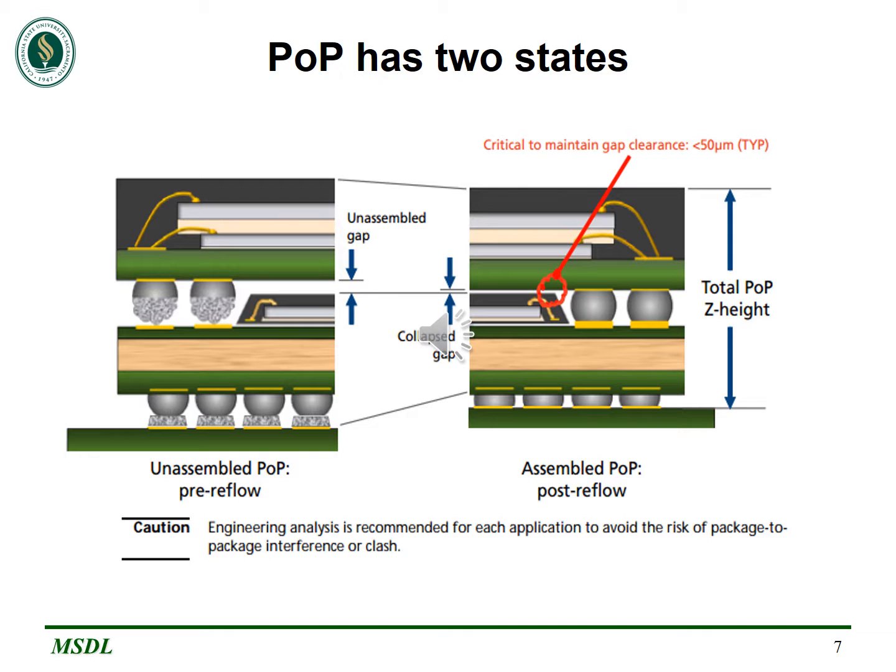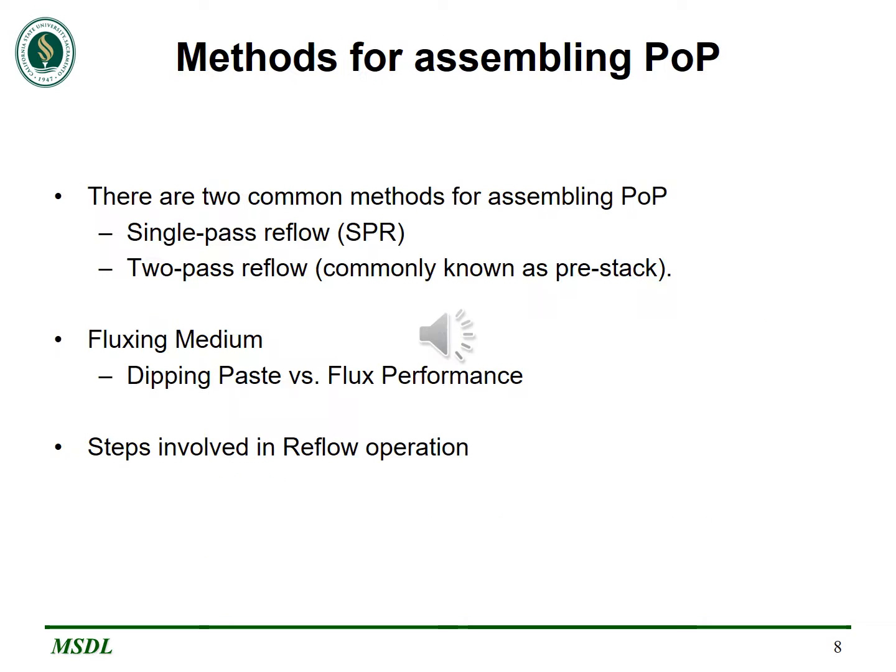The state in which packages and PCB board are not connected with the PGA balls is called the unassembled state, and once they are connected with the PGA balls, it will be in the assembled state. Next, we are going to discuss the method used for assembling package on package semiconductor.